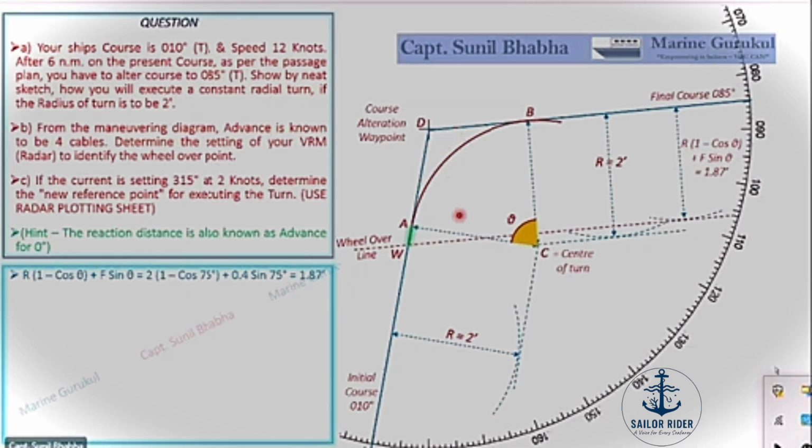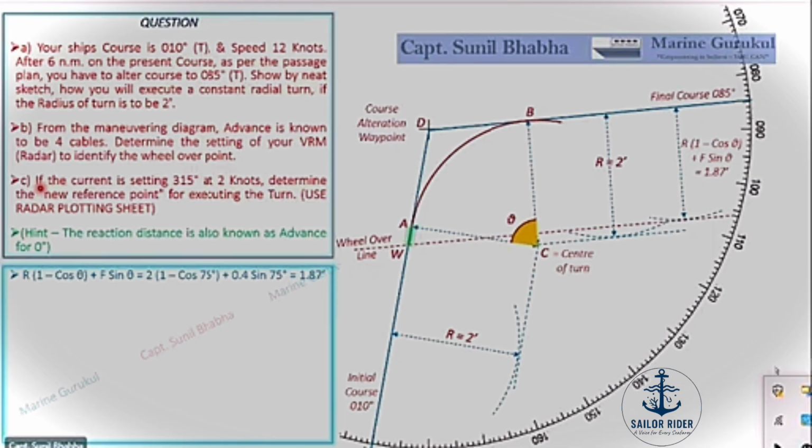So wherever you are, irrespective of whether you have a cross-track error or not, if you have this 1.87 VRM fixed up on your chart, fixed up on your radar, you know whenever this VRM touches your final course line or the final course extended backwards, it is time to put the wheel over and start the alteration. So we get our answer for part B of the question. So this is the setting of our VRM to identify the wheel over point.